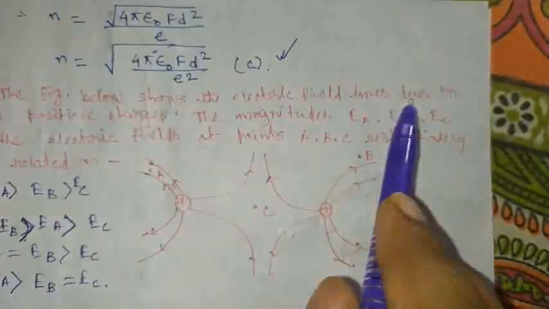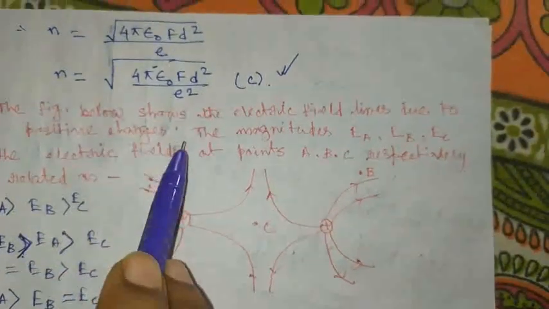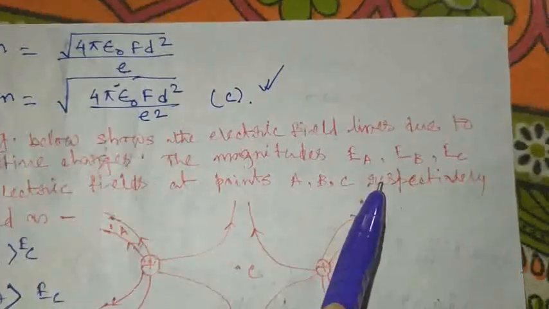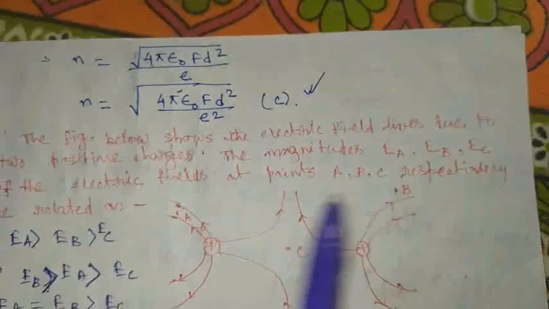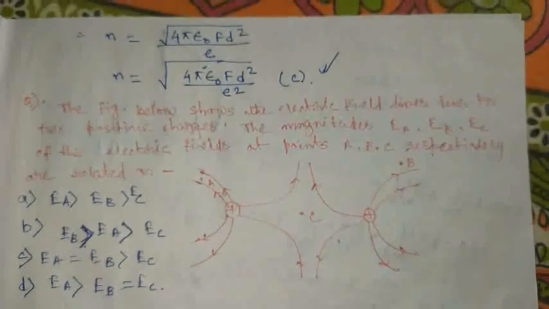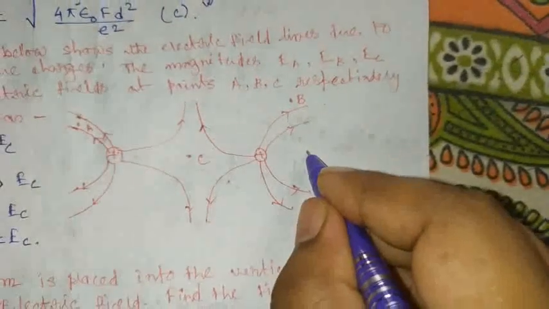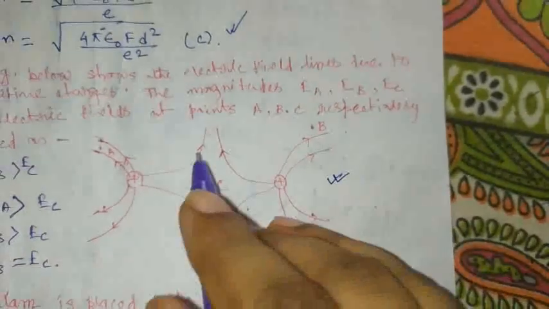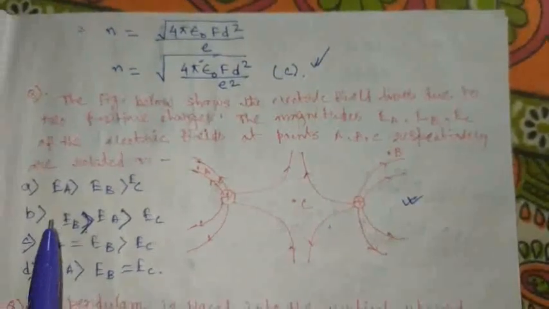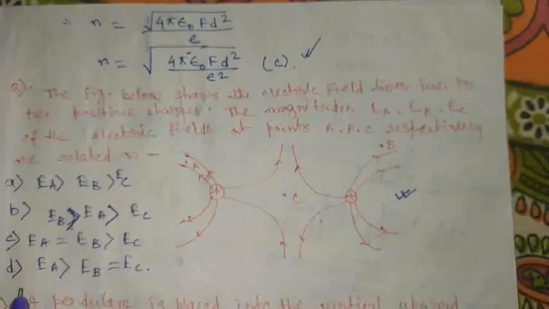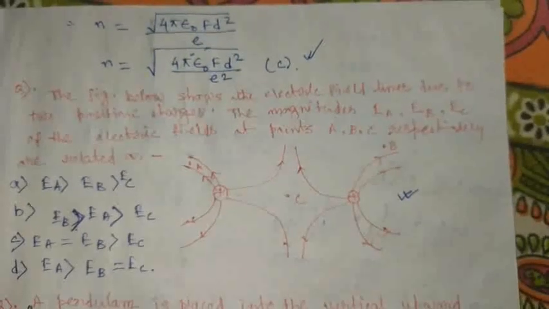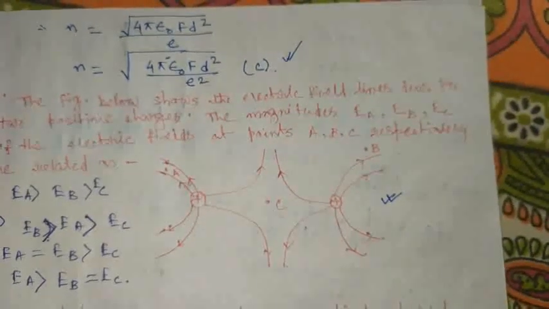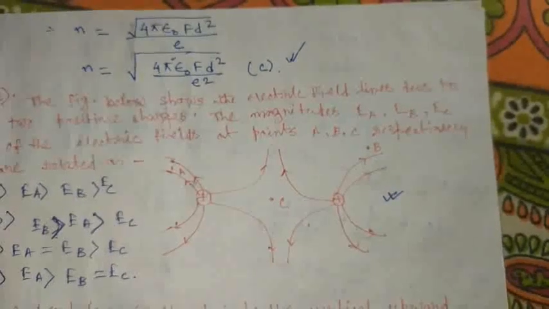The figure below shows the electric field lines due to two positive charges, and the magnitudes EA, EB, EC of the electric field at points A, B, C respectively are related as? So in this question a figure is given and four options are also given. Which one is correct, we have to find out.